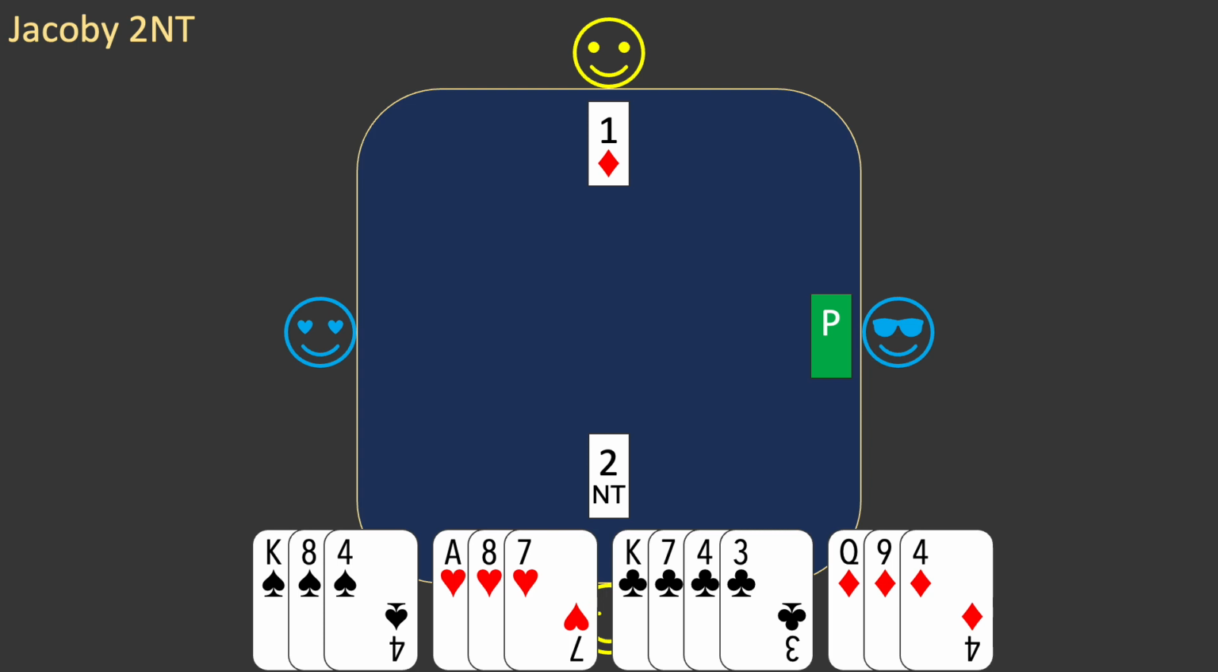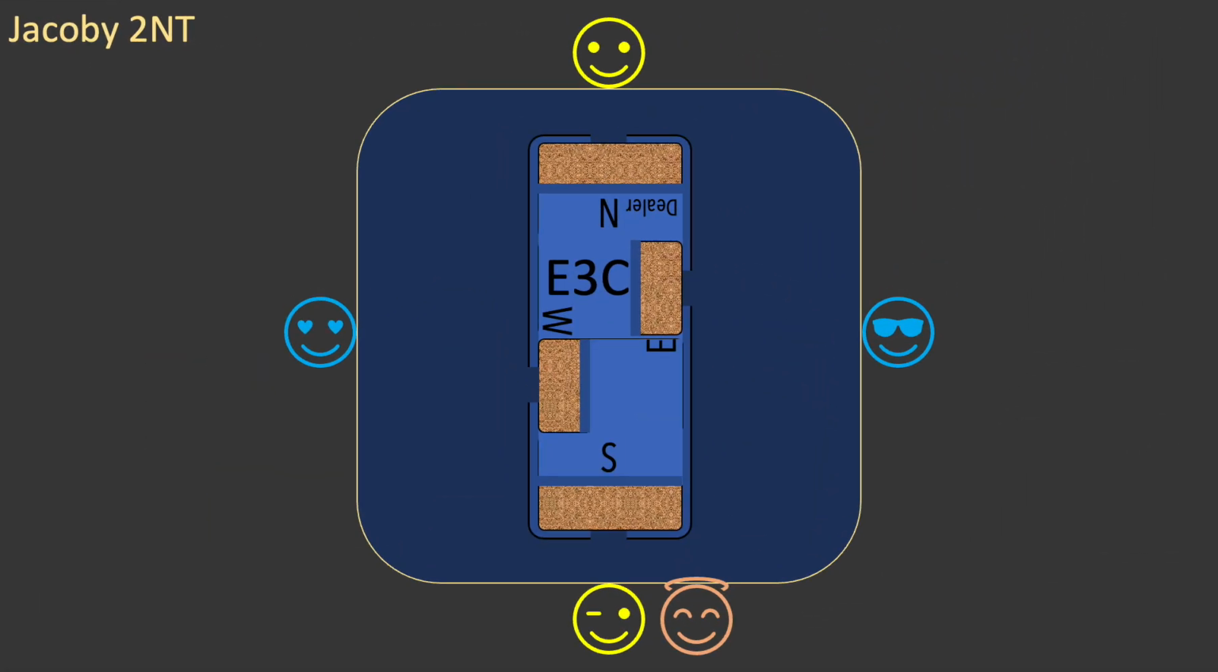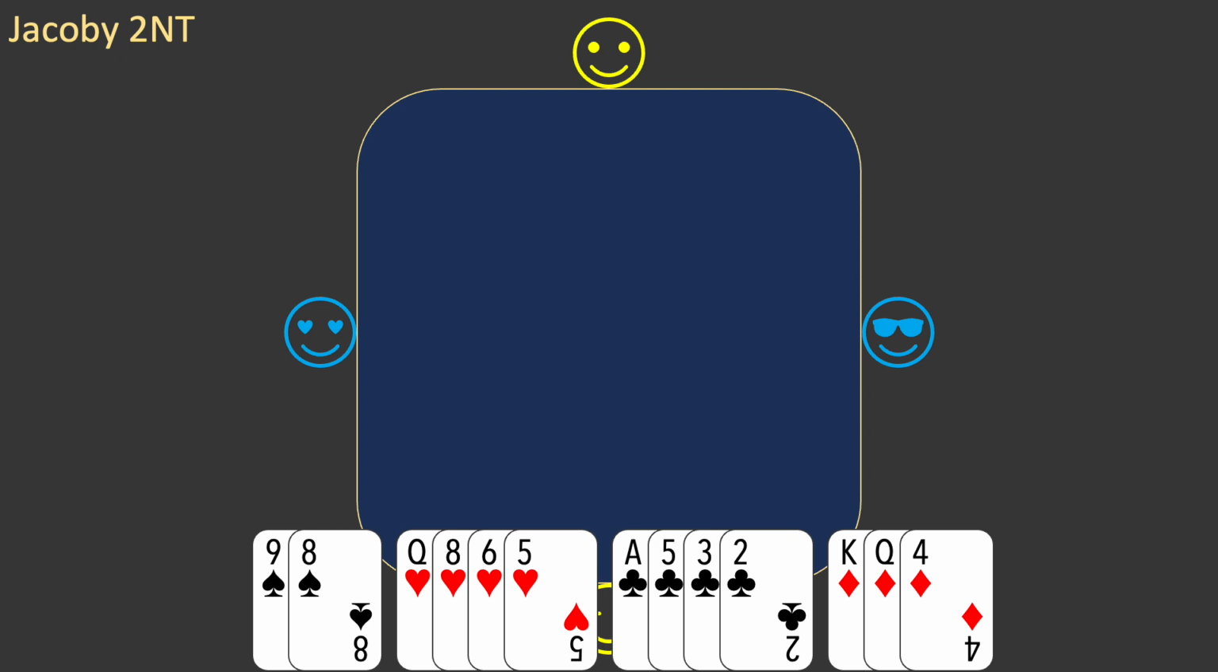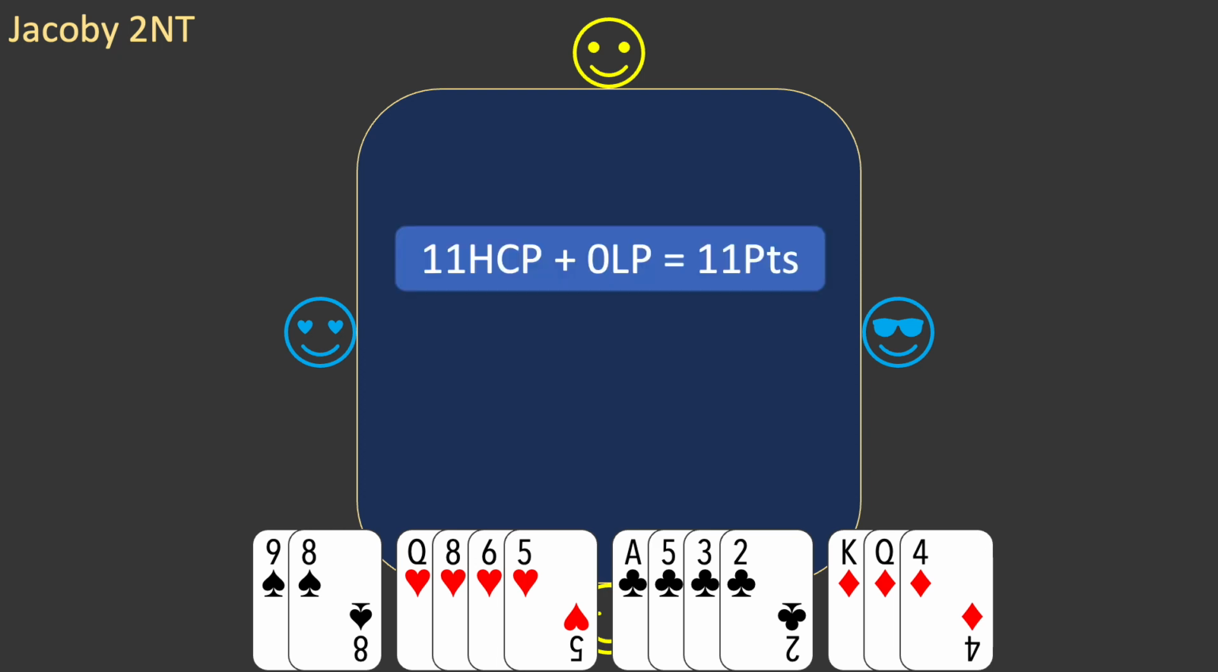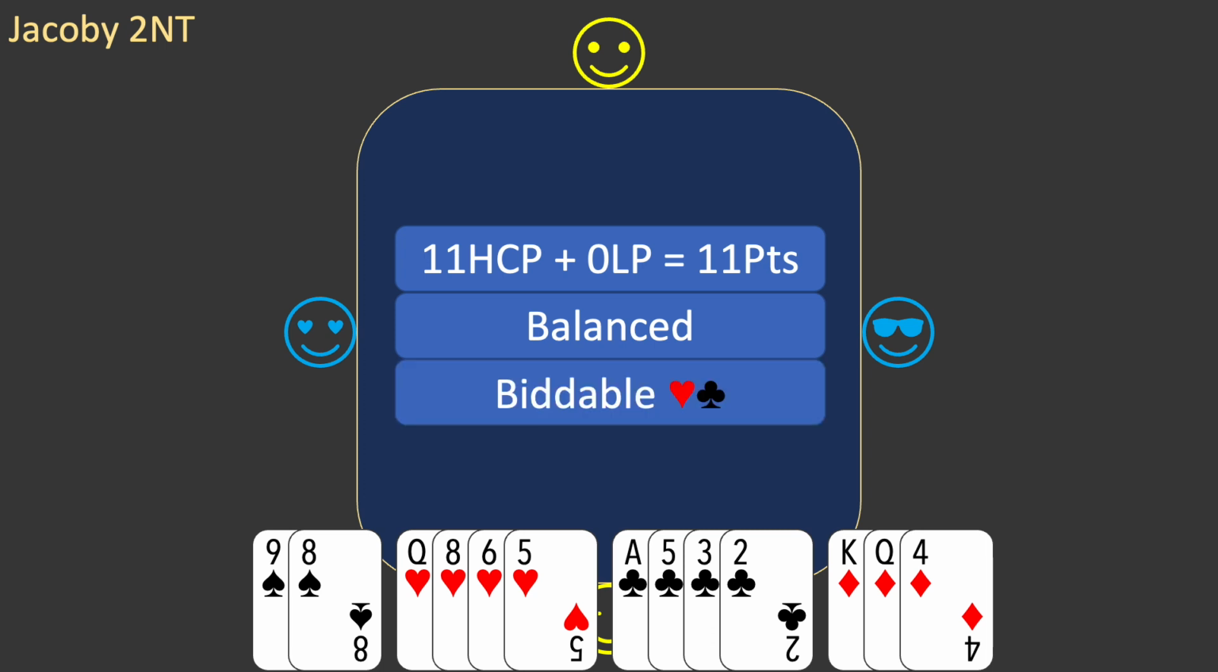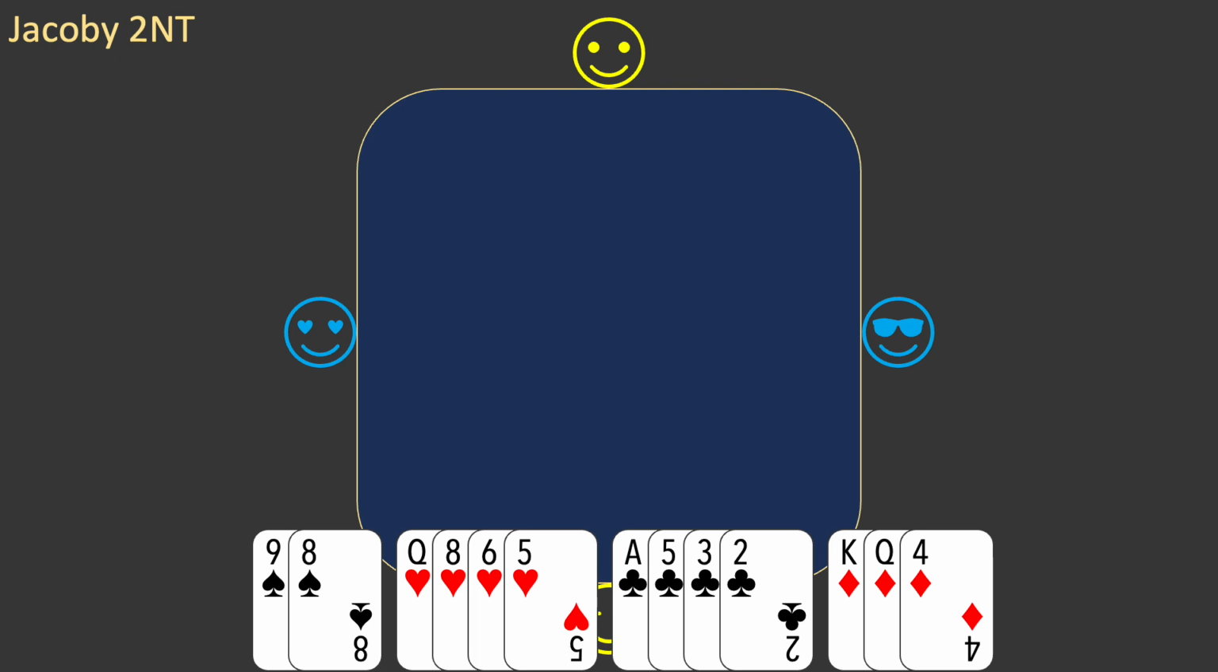Now, let's look at another example. This is board E3C. Partner is the dealer. Here is your hand. As always, you value your hand. You have 11 high card points and 0 long points, for a total of 11 points. Your only short suit is the doubleton spade, so your hand is balanced, and you have 2 biddable suits, hearts and clubs. Partner opens the bidding with 1 spade, and East passes. It's your turn to bid.